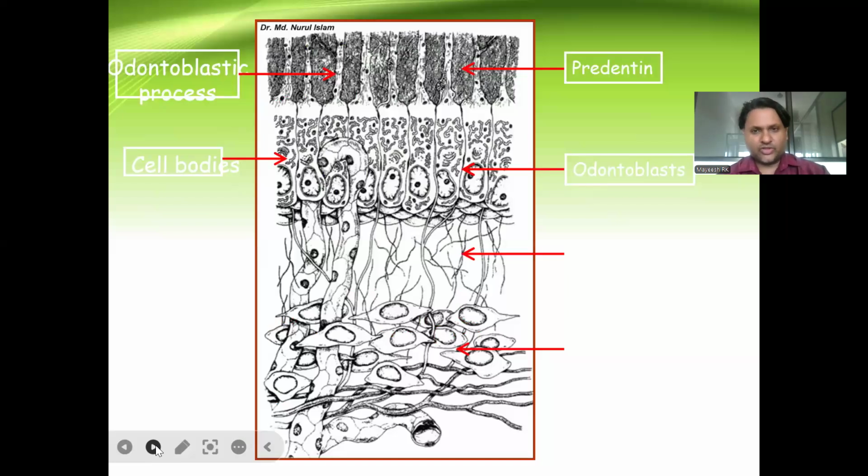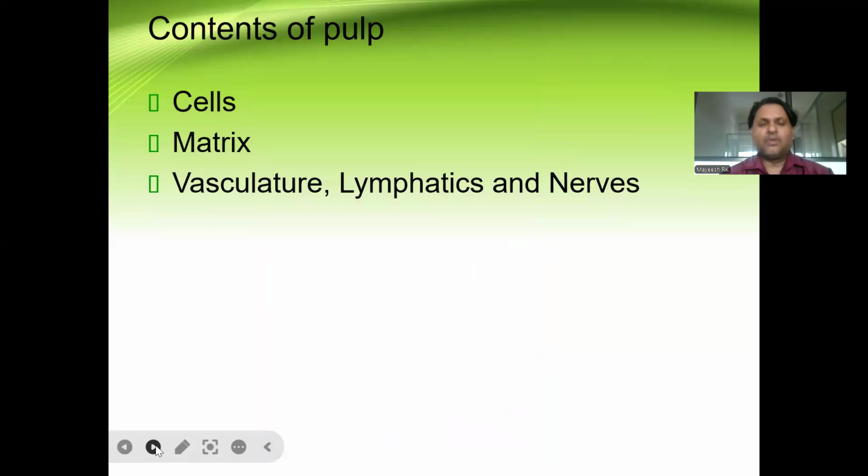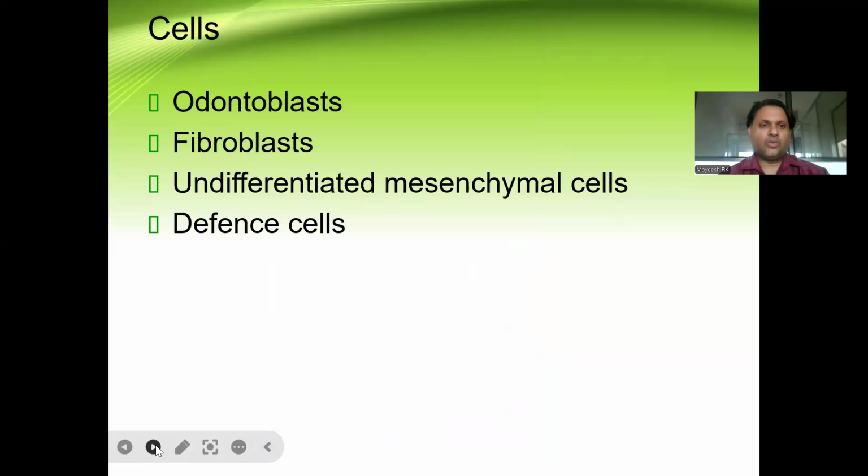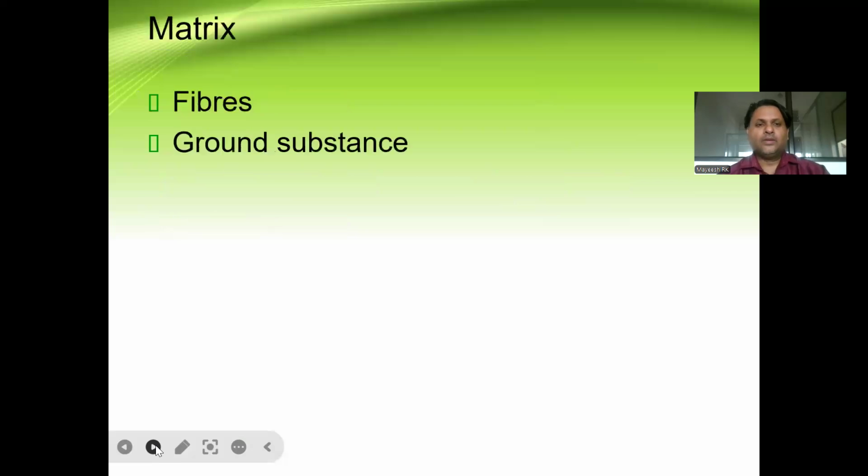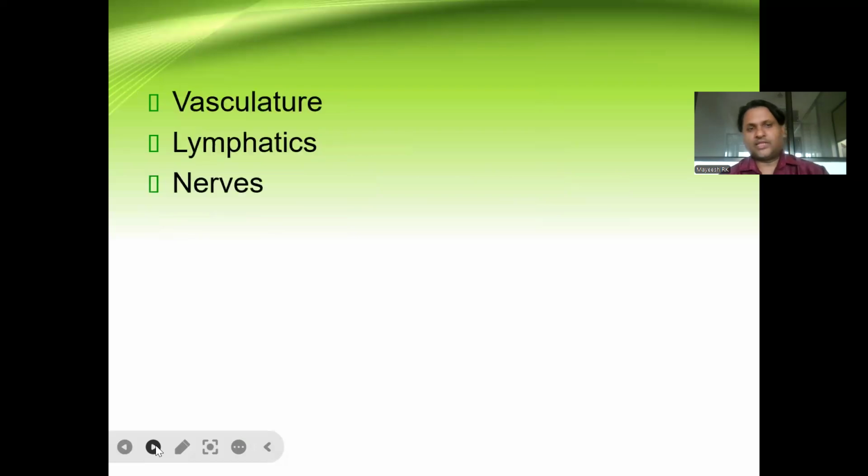So here you can appreciate the different zones: the odontoblastic zone, the cell-free zone, the cell-rich zone, and the pulp core. When we look at the contents of the pulp, you need to know about the cells, the matrix, the vasculature, the lymphatics and nerves. Along with that, we need to know about the different cells. When we look at the cells, we have the odontoblasts, fibroblasts, undifferentiated mesenchymal cells, and defense cells. Then in the matrix, we have fibers and ground substance. Then as we discussed earlier, vasculature, lymphatics, and nerves.